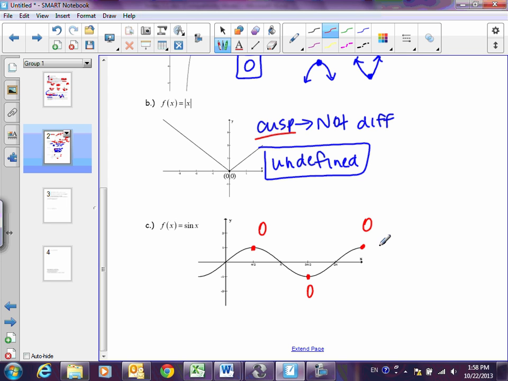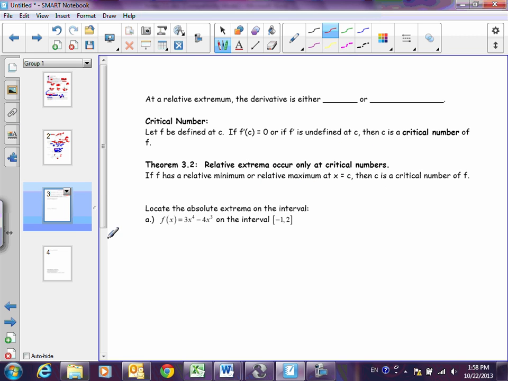Like if you just draw the sine curve and there's no interval, how many maxes and mins are you going to have? Infinitely many. Okay, so probably when we get to deal with trig, we're going to have an interval, because otherwise you just have infinitely many answers. All right? Okay, let's look at the next page.